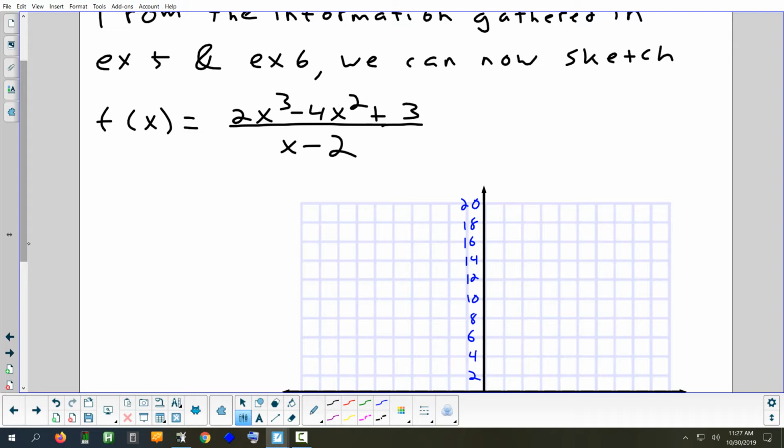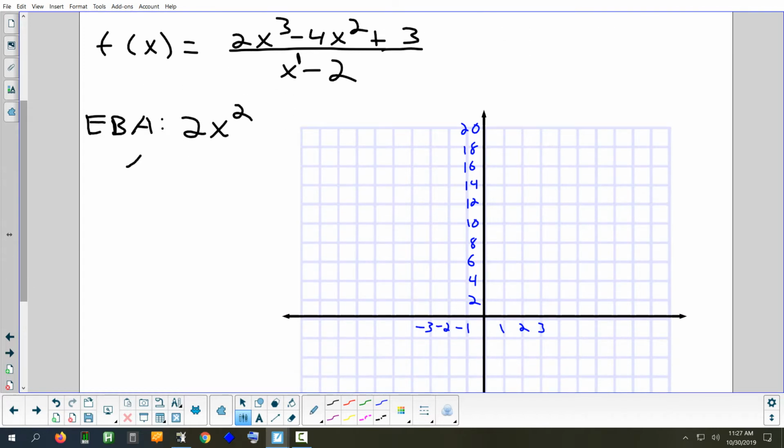What is the degree in the top? 3. What's the degree in the bottom? 1. What's the difference between 3 and 1? 2. That means you're going to have a quadratic asymptote. This is the problem we just did synthetic division on. It's the same one. We already know the asymptote. If I remember, was it 2x squared? Yes. Okay.